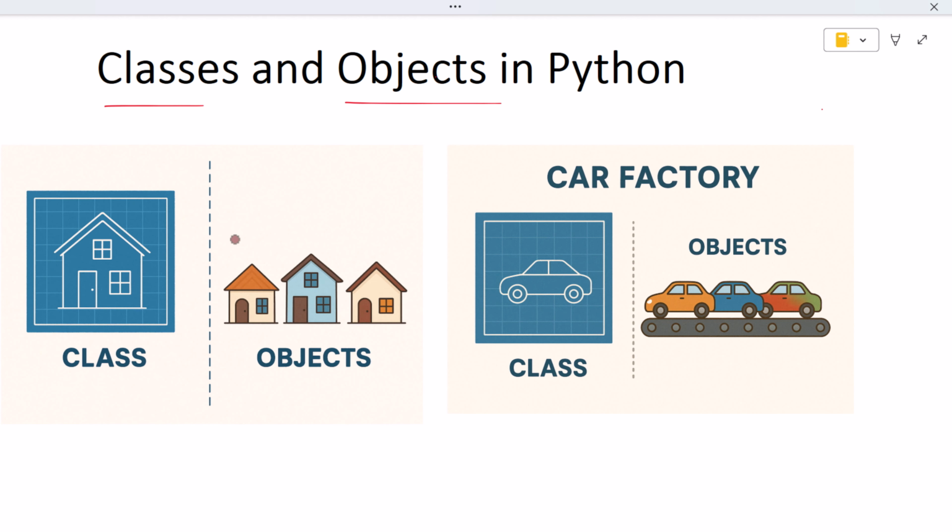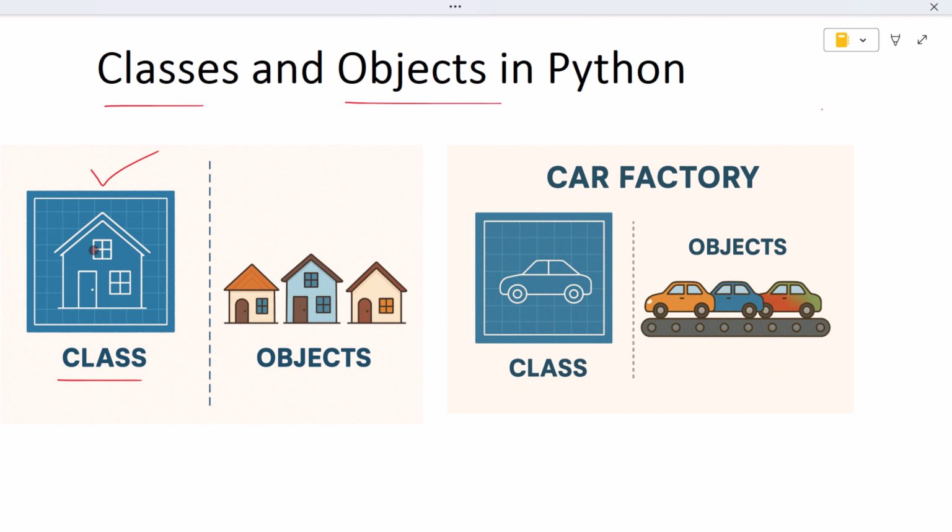Imagine you are an architect, you draw a house plan. It has 2 floors, a red roof, 3 windows, and 1 door. That house plan is not a house. You can't live in it, but it tells you how to build one. This plan is like a class in Python. It describes the structure, but it's not the real thing.